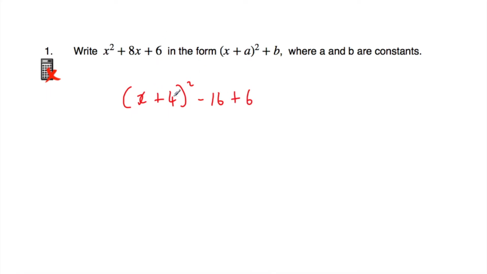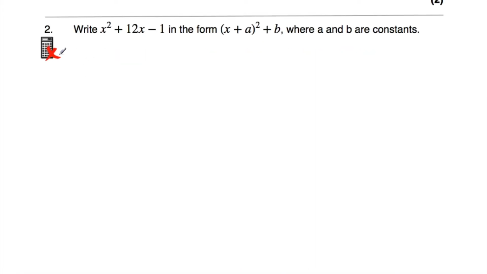So we've now got (x plus 4) squared minus 16 plus 6. Now let's simplify this. Minus 16 plus 6 is minus 10. So that's (x plus 4) squared minus 10. And that's it. If you wanted to check your answer, you could write x plus 4 in two brackets, expand those brackets and then take away 10 at the end, and you should get this. We've written it in the form of (x plus a) squared plus b. Okay, let's have a look at question number 2.